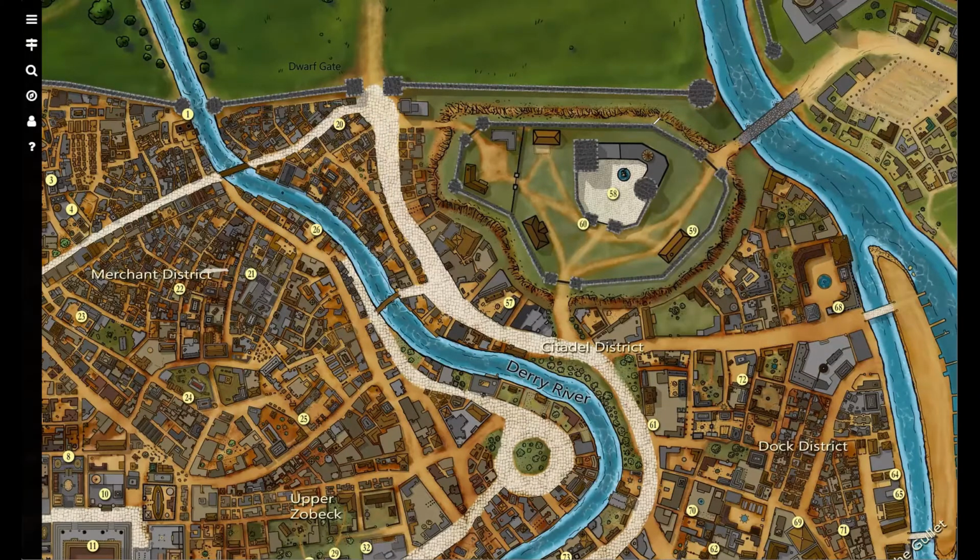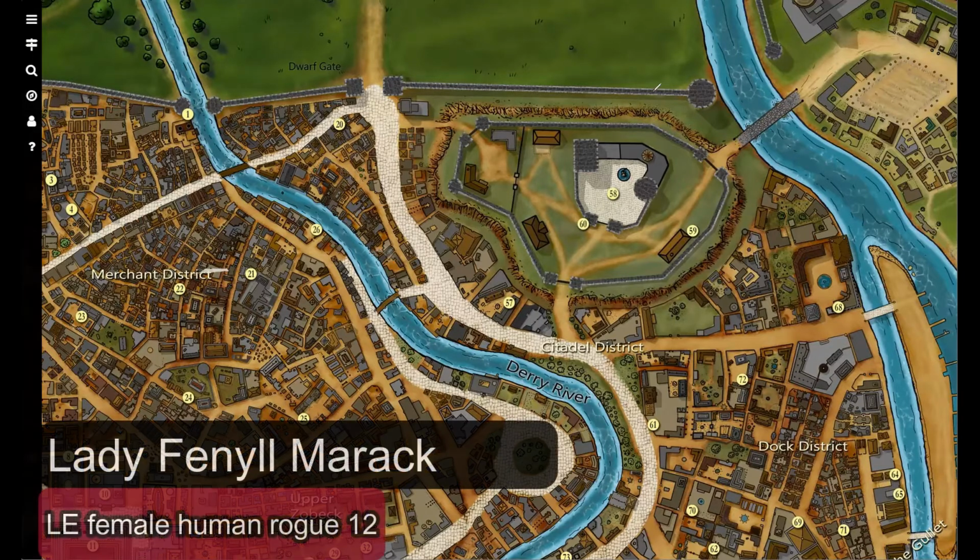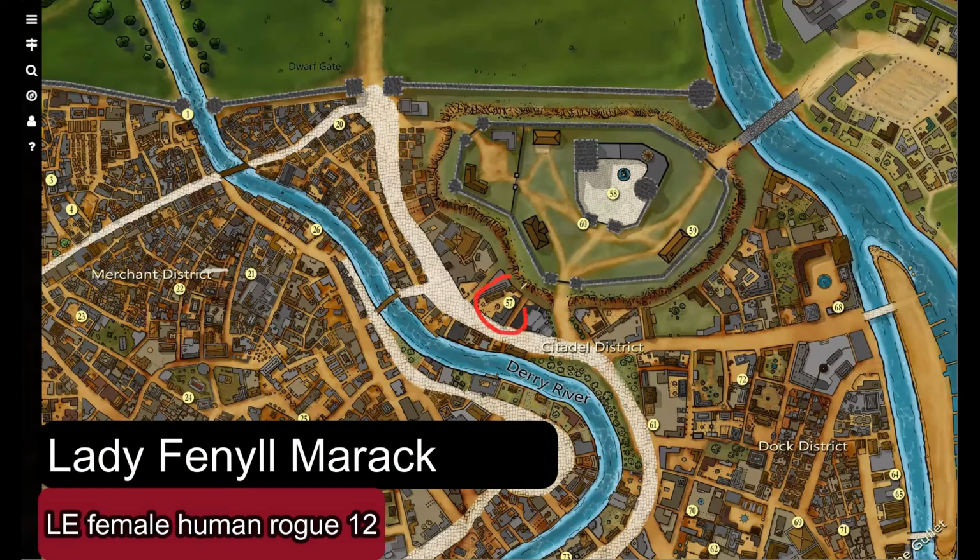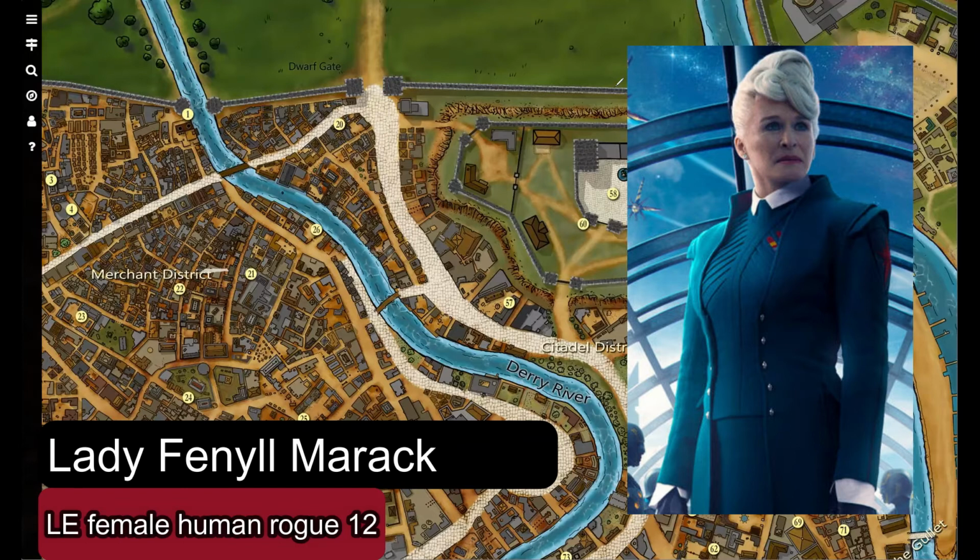Now, another NPC in the Citadel District is located in the Blue House, and it's Lady Fennel. The Blue House is right here. Outside of wartime, the Citadel answers to the scarred but outrageously glamorous Lady Fennel Merrick. She's lawful evil, female, human rogue, level 12. And if I had to pick a movie star to play her, I would pick Glenn Close in Guardians of the Galaxy. Do with that what you will.